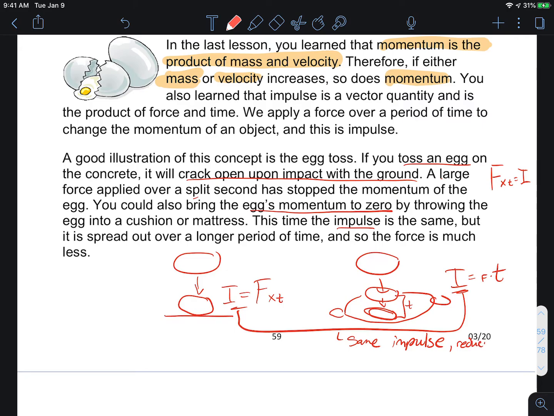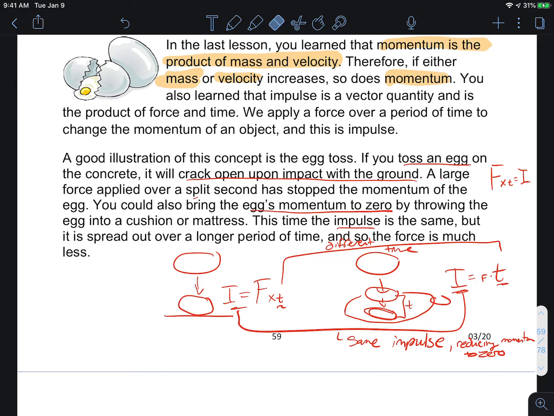Reducing momentum to 0, but the time is different. Different times. Different time.